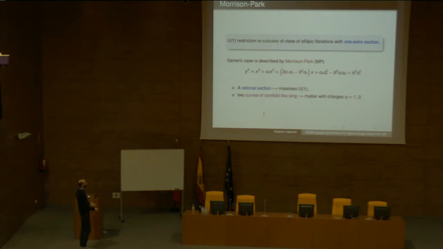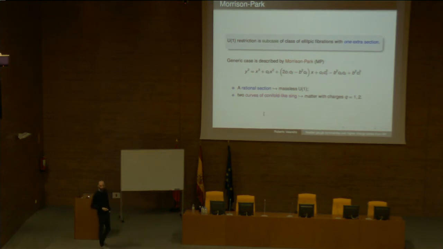What about a generic case in which the elliptic fibration has one U1? So this is the Morrison-Park model, that has this form. Again, maybe you don't see it immediately because I shifted the x coordinate again, but this is the Morrison-Park Calabi-Yau threefold. What we know about this is that it has a rational section whose extra divisor gives a massless U1, and then we have two curves of conifold singularity, not just one. In fact, we have curves supporting matter with different charges. One has charge 1 and the other has charge 2.